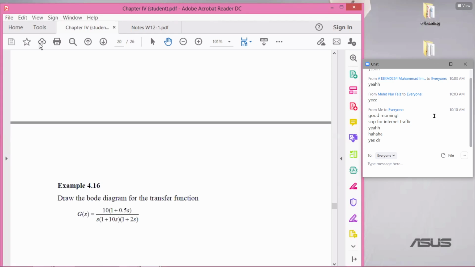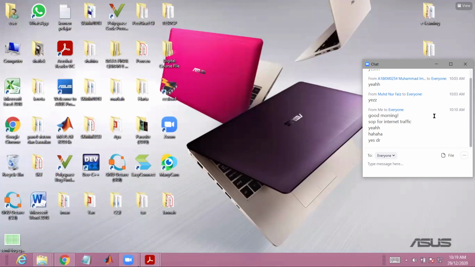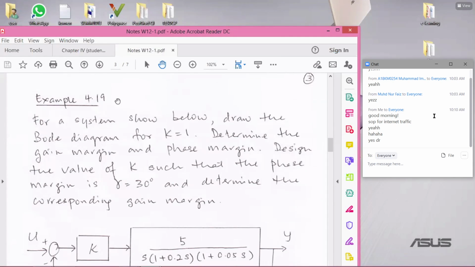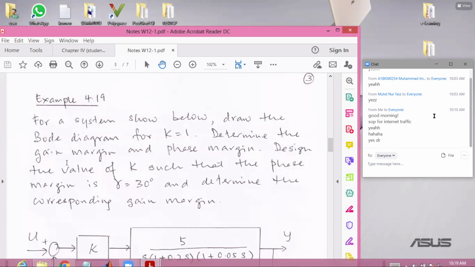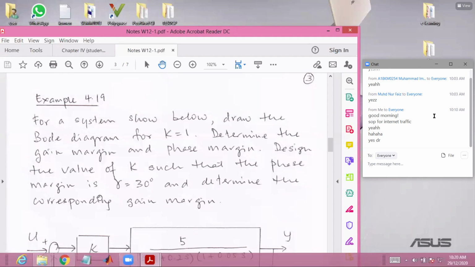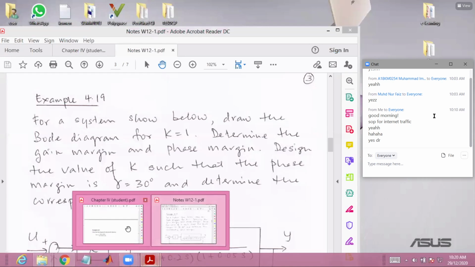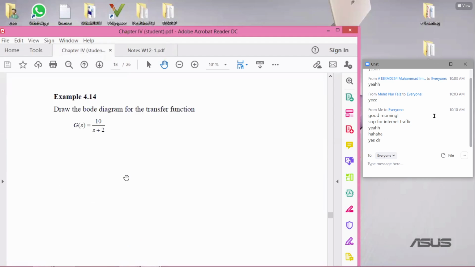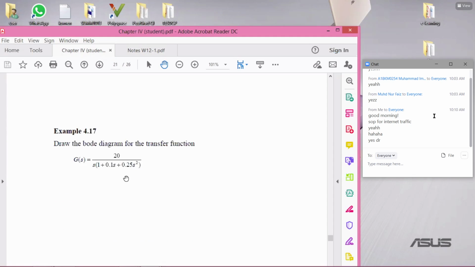Let's take a look at my example. I'm going to jump straight away to example 419. There's not much discussion because the Bode diagram just conveys the same information as the Nyquist diagram. So we are going to jump to example 419. We will come back to examples like 411 later. But today we are going to go straight ahead to 419.